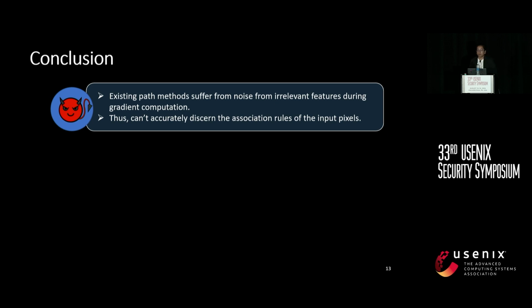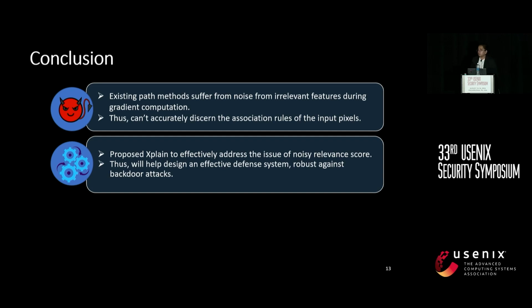So in conclusion, like I said, the existing path methods suffer from noise, and this happened because of 3 reasons. The first one was the correlation between the input features. The second one was the baseline dependency, and the third one was the saturation effect. Thus, because of these limitations, they were not able to accurately discern the association rules of the input pixels, or if backdoors are present, they were not able to perfectly determine the causes for the model misclassification. As a result of this, we proposed Xplain to effectively address the issue of noisy relevance scores.